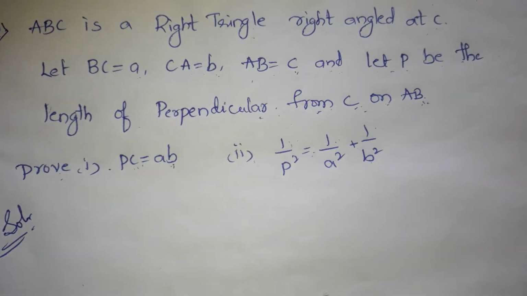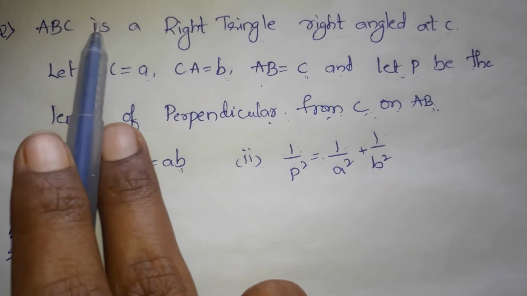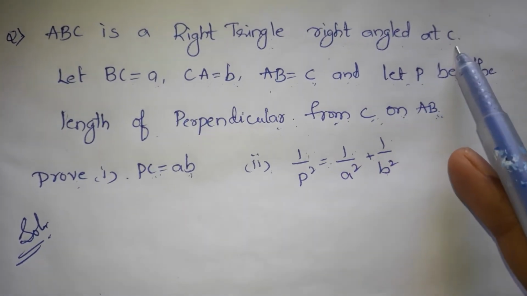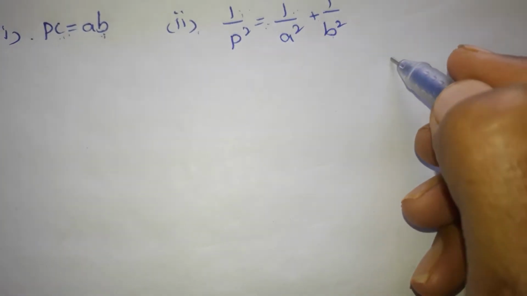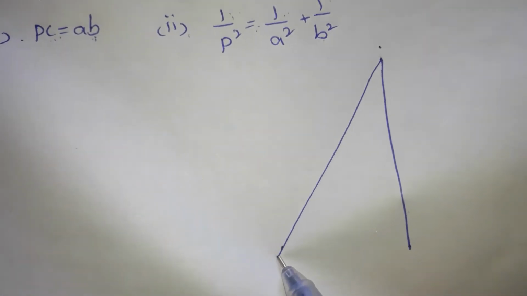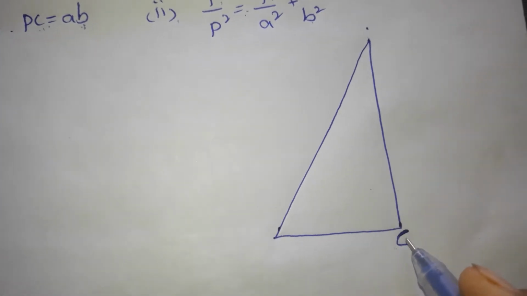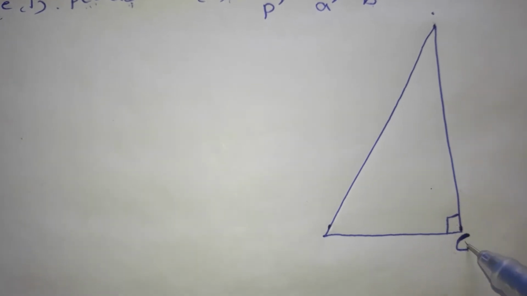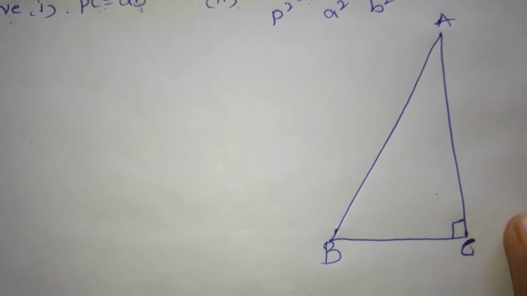So to solve this, first we need to draw the triangle. First we need to draw the triangle ABC, and we should be assured that the right angle is at C only. So we'll draw the triangle. First we draw the right angle triangle. Then, as given in the problem, we take C as the right angle. So here C, here A, here B, right?